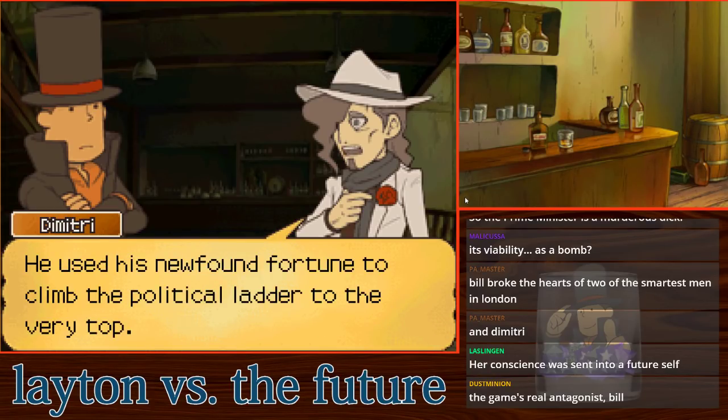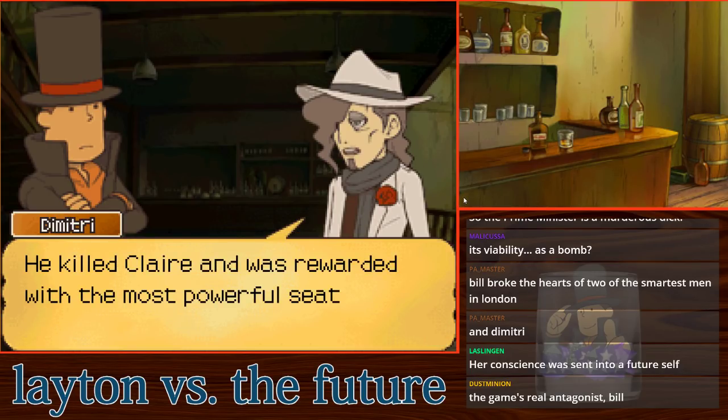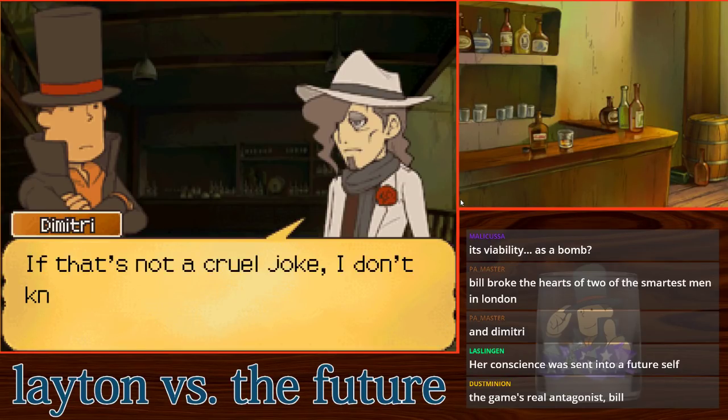He also completed the deal with the corporation, pocketing more money than most people see in a lifetime. He used his newfound fortune to climb the political ladder to the very top. He killed Claire and was rewarded with the most powerful seat in government. If that's not a cruel joke, I don't know what it is.